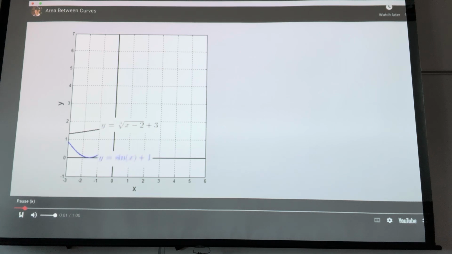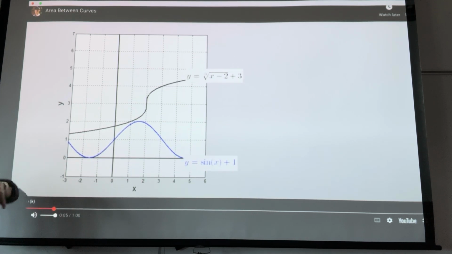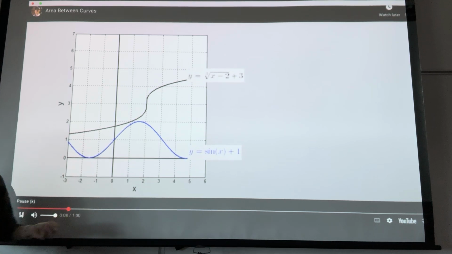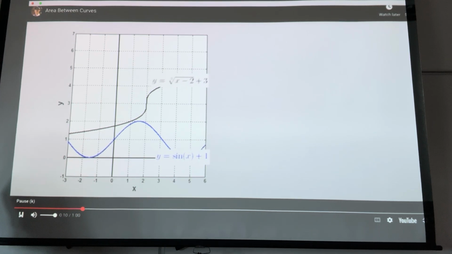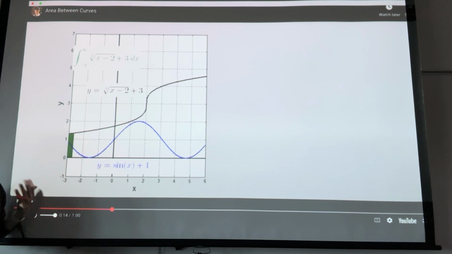So what you're looking at here is the cube root of x minus 2 plus 3 and the sine of x plus 1, and we're just looking at the graphs of them. And the question would be, what is the area between these two curves?